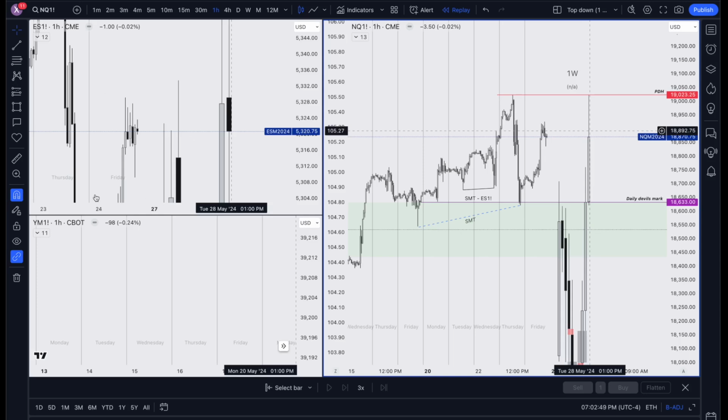So today's lesson, I'm going to start the recording, by the way. Today's lesson is going to be on changes in state of delivery and order block theory.